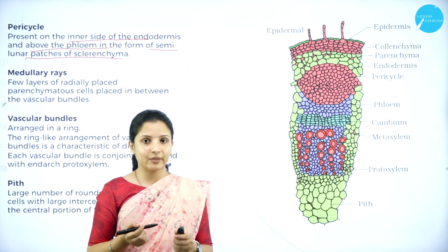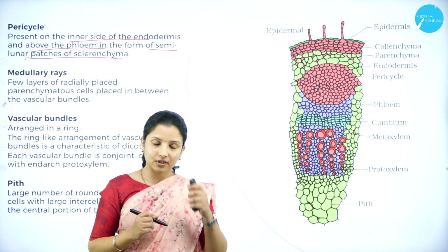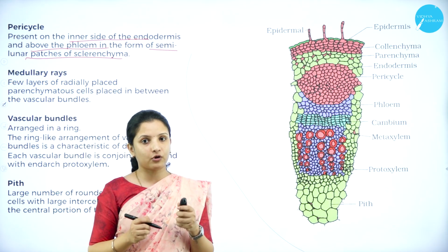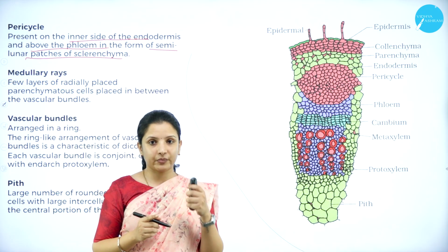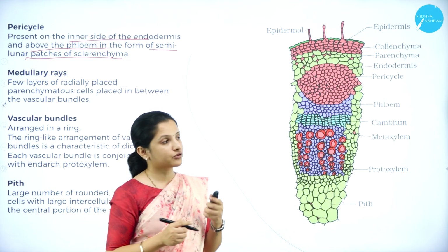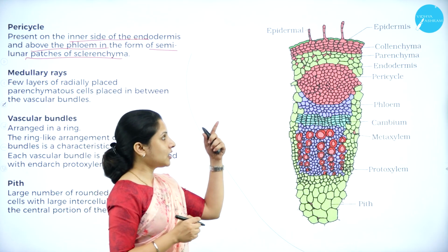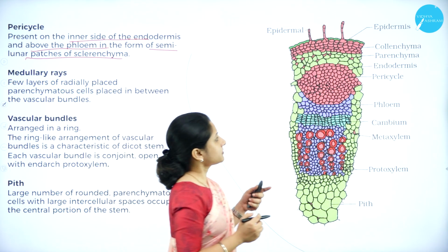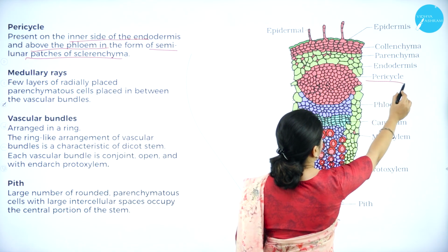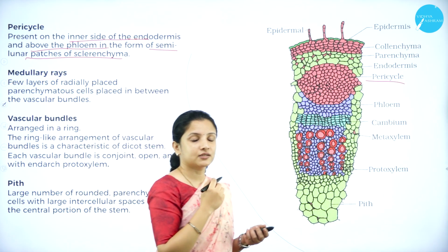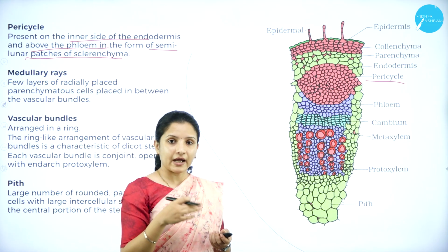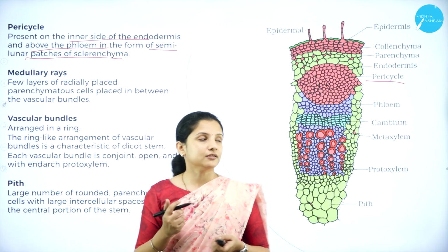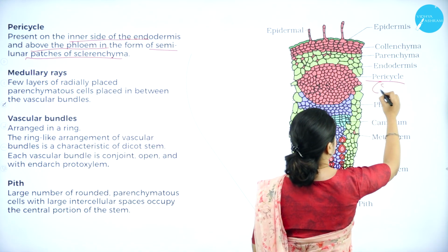So remember, sclerenchymatous cells are dead cells, and what is the function of the sclerenchymatous cells? To provide mechanical support to the plant body. So the main purpose of the pericycle is to provide mechanical support to the plant body, apart from the other cells, that is the collenchyma cells and the parenchyma cells. So this is regarding the pericycle. What is this pericycle? It is present just below the endodermis and it is made up of sclerenchyma cells, which are nothing but dead cells.